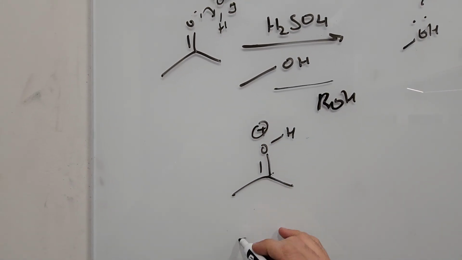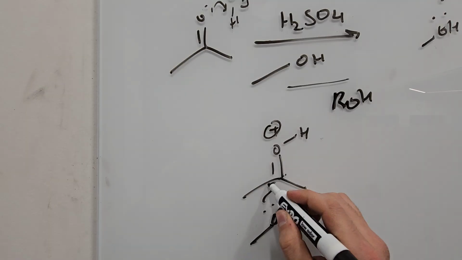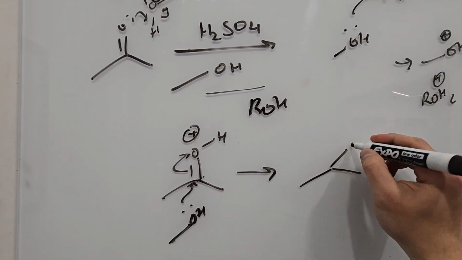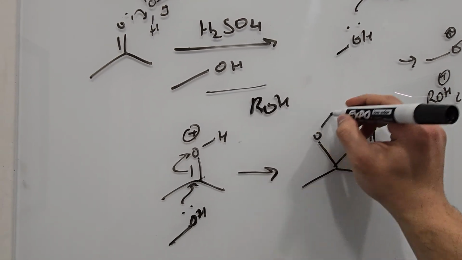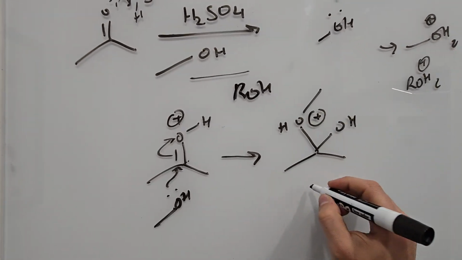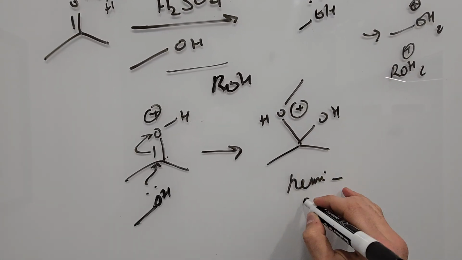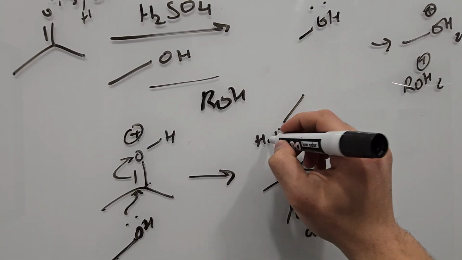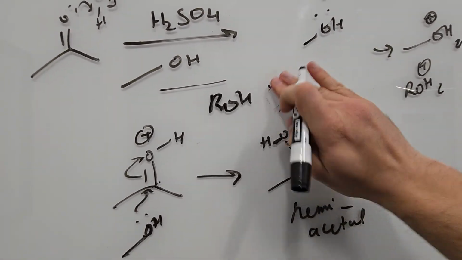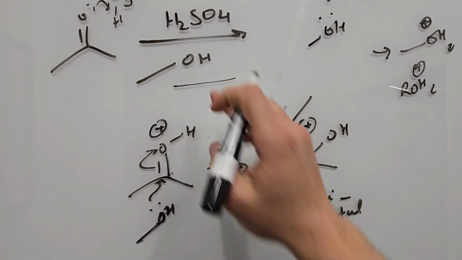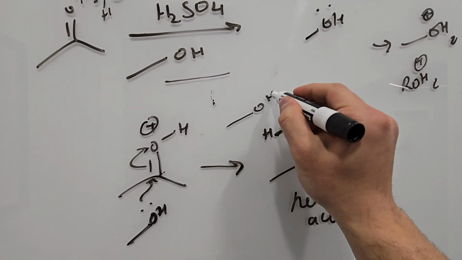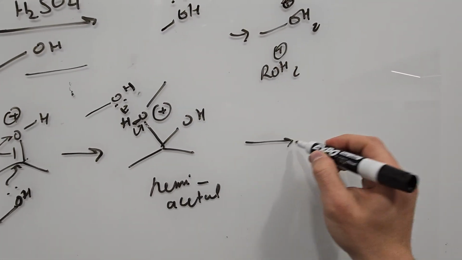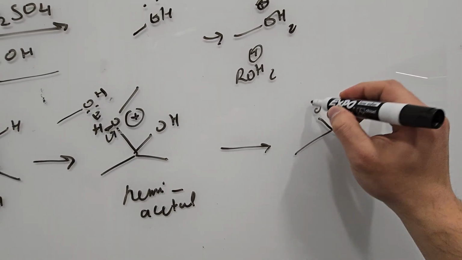Now we have a good electrophile that can be attacked directly by our ROH group as a nucleophile to form this intermediate. This is our hemiacetal intermediate. Now, this hemiacetal intermediate can be deprotonated by the same ROH species present in the reaction, just like so, forming this intermediate.